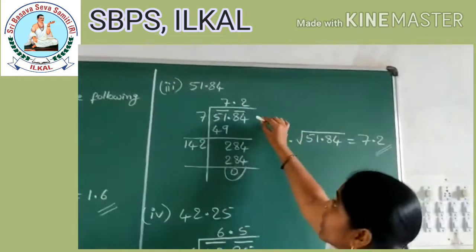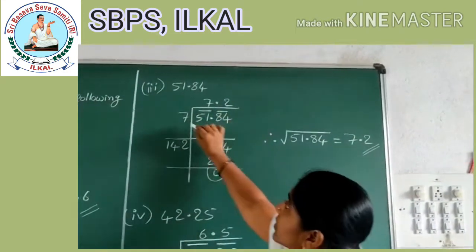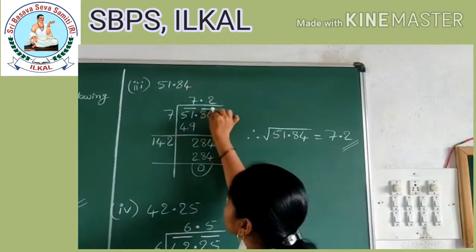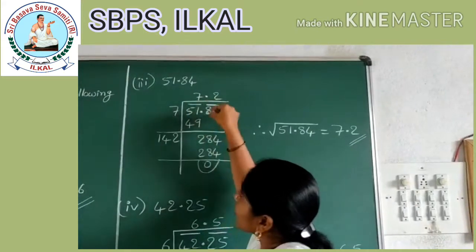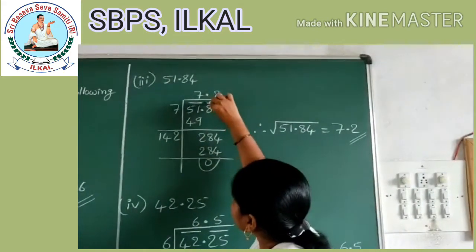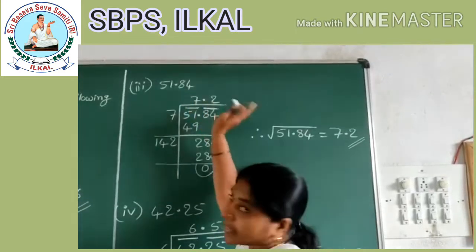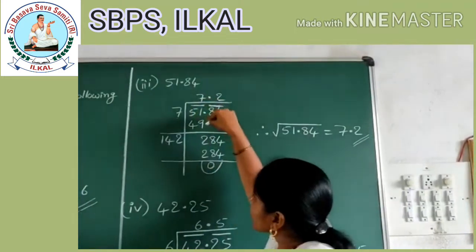Next question, 51.84. 7 sevens are 49. Observe here, children, this is also two digits; above I have put the bar. From the decimal point, left onwards for the whole number, and right onwards for the decimals. Okay, 7 sevens are 49.